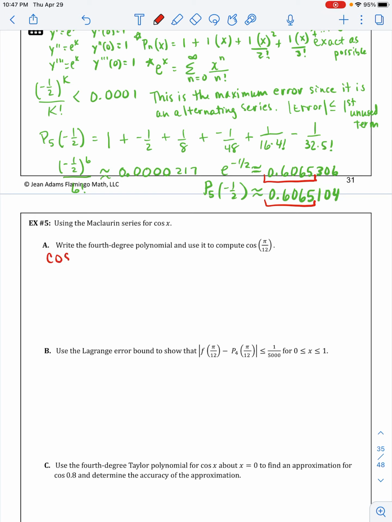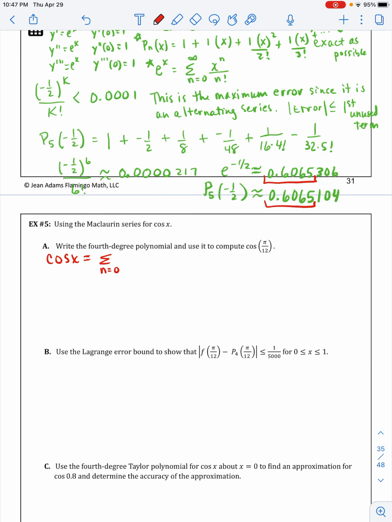All right. Last page. Using the Maclaurin series for cosine x, write the 4th degree polynomial and use it to compute the cosine of pi over 12. So the one thing you need to memorize is the cosine and sine equivalencies for Taylor polynomials, or Maclaurins, I'm sorry, Maclaurins. And the cosine is the summation from n equals 0 to infinity of negative 1 to the n times x to the 2n divided by 2n factorial.